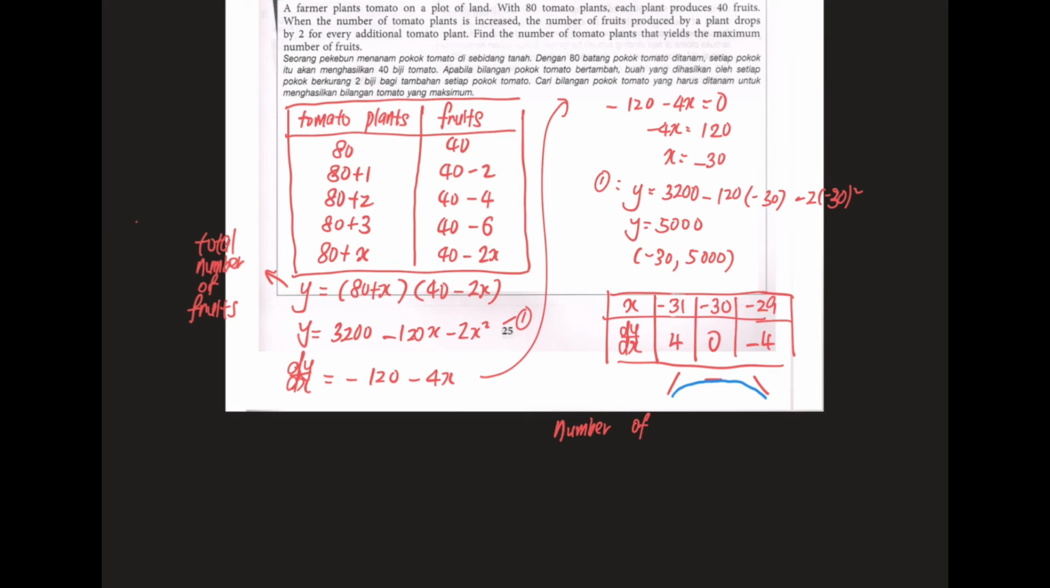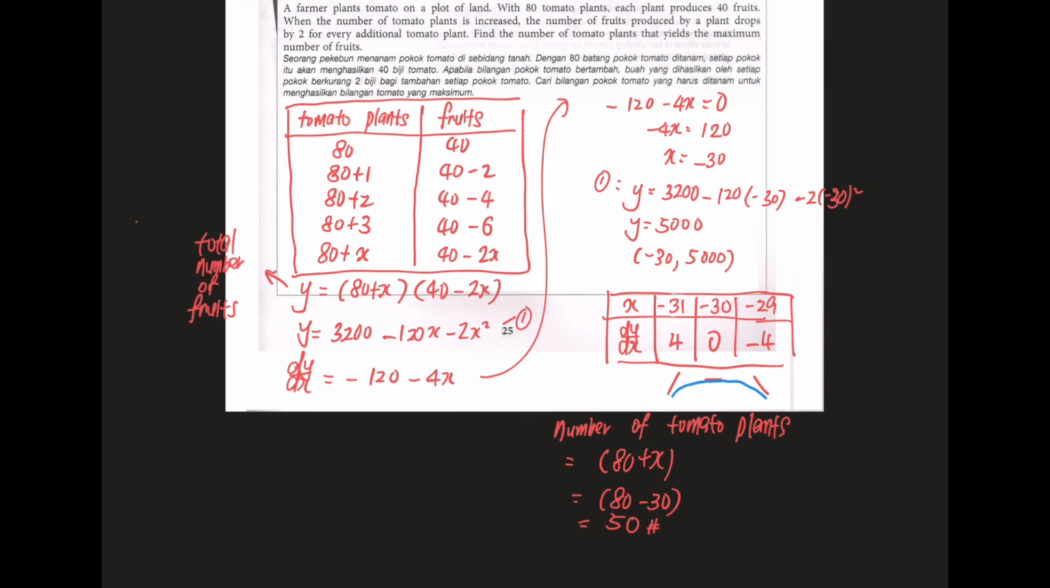Number of tomato plants equal to 80 plus x, which is equal to 80 minus 30, which is equal to 50. Okay, so that is the answer. So we do it like this. That is how we handle the problem.